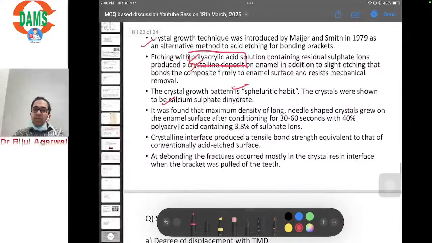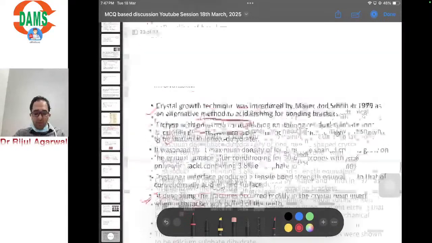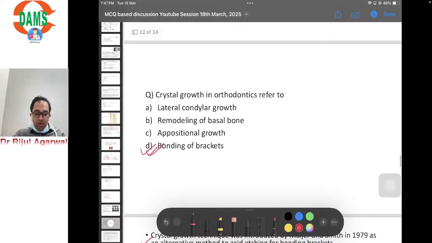Okay, so these needle-shaped crystals grew on the enamel surface after conditioning for 30 to 60 seconds with 40% polyacrylic acid containing 3.8% sulfate ions. Each and every point is important with respect to this theory. It produced a tensile bond strength equivalent to that of a conventionally acid etched surface. At the time of debonding, the fracture mostly occurred at the crystal resin interface when the bracket was pulled off the teeth. Okay, so this was the major advantage, and there were not many microfractures at the enamel surface. So the correct answer is it leads to bonding of brackets.